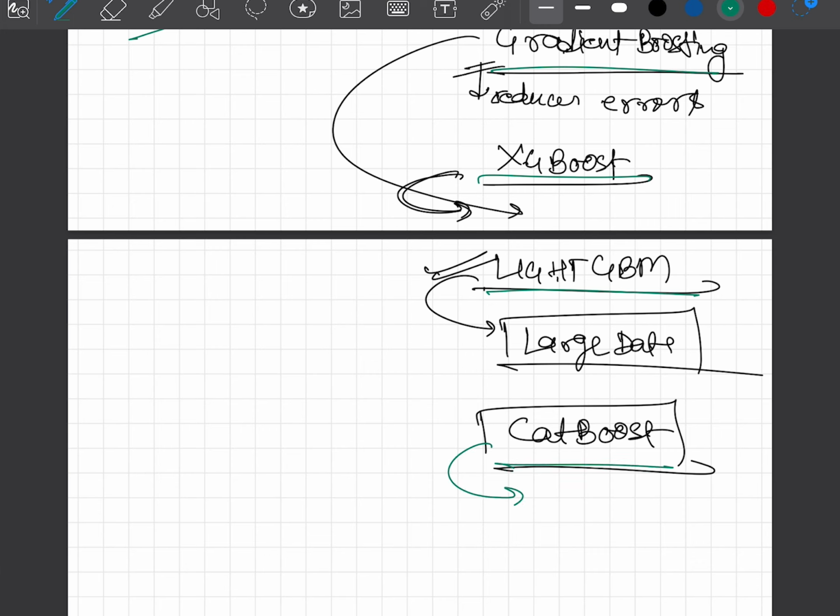In CatBoost, you can assume it works well with categorical data. For example, we have features like colors, where different colors are available, or different brands are available. So whenever we have categorical data, the CatBoost algorithm is preferred. You can assume the word cat here is referring to categorical variables.